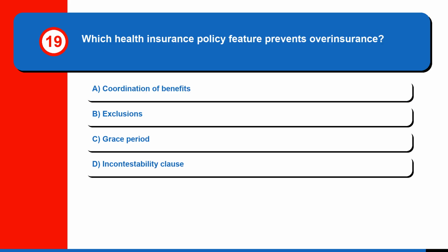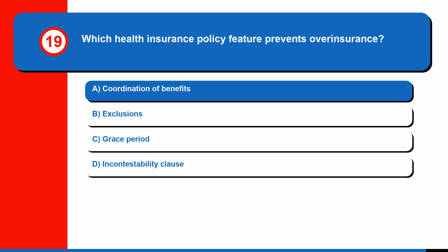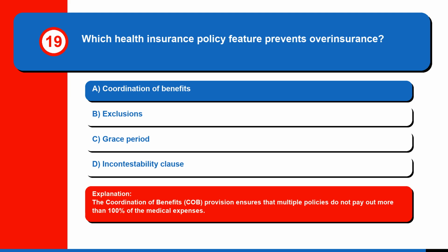Question 19. Which health insurance policy feature prevents overinsurance? A, coordination of benefits, B, exclusions, C, grace period, or D, incontestability clause. The correct answer is A, coordination of benefits. The coordination of benefits, COB, provision ensures that multiple policies do not pay out more than 100% of the medical expenses.